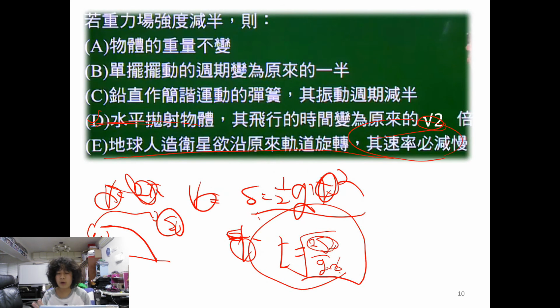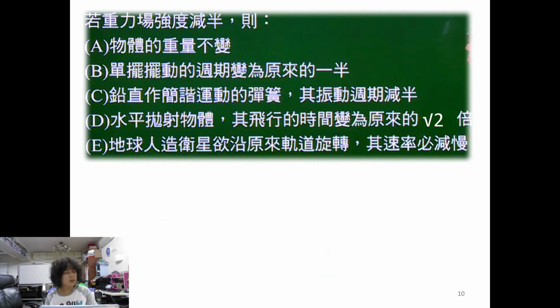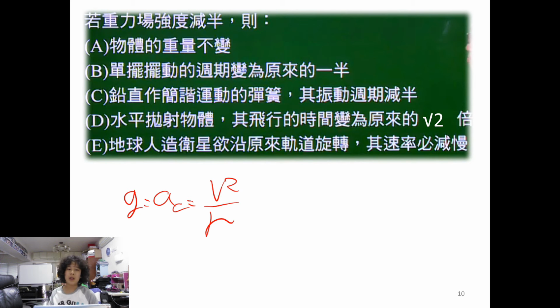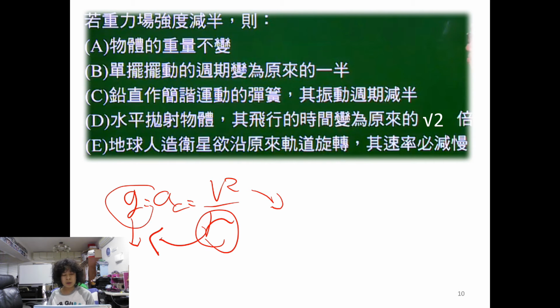And the speed becomes slower, of course. Why? Because g equals ac equals v² divided by r. So now g becomes smaller, v becomes smaller. Even though r has something to do with g, if g becomes smaller, r may become bigger or not change. So actually this is just correct.